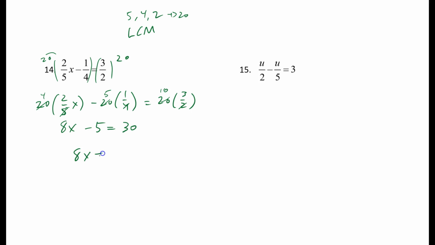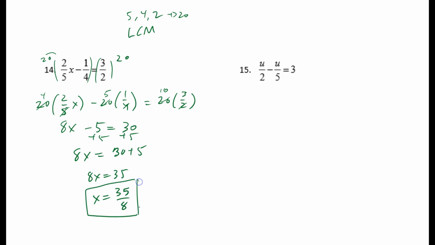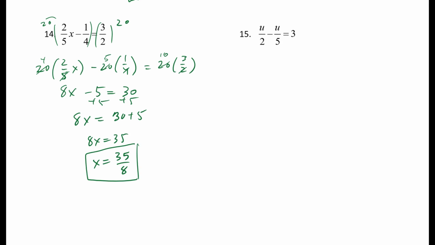We get 8x equals 30 plus 5. All I did is add 5 to both sides here. So 8x equals 35, x equals 35/8. There are other strategies for dealing with the fractions, but whatever works best for you.